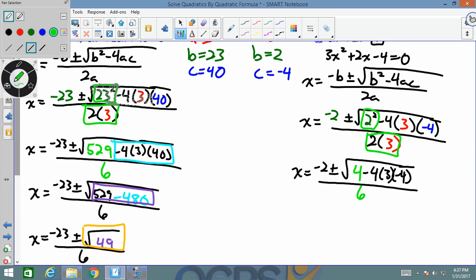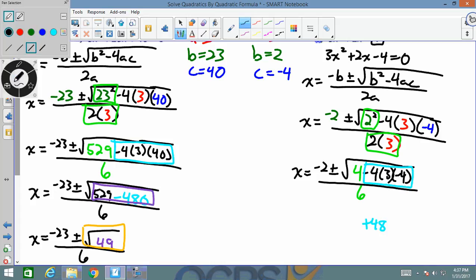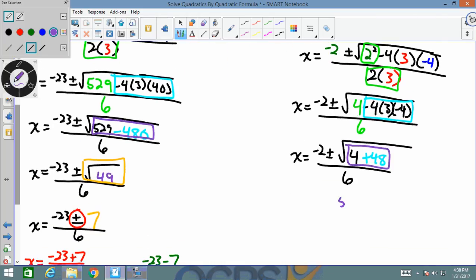Okay. Then we're going to do this part right here. Negative 4 times 3 is negative 12. Negative 12 times negative 4 is positive 48. So we're going to bring down the rest now. Okay. Then we're going to do our addition right here. It's 52. Bring down the rest now.